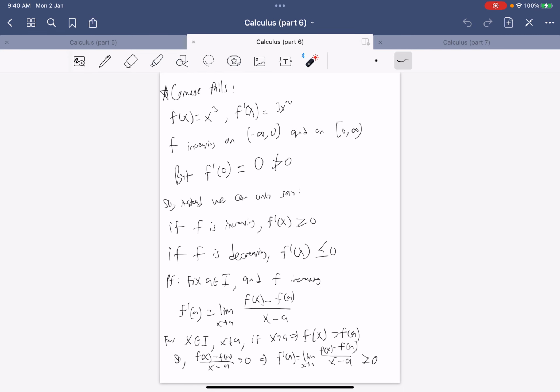However, you can see that the converse fails because f'(0) might equal 0, but the function is still increasing. And so we can only say that if f is increasing, then f'(x) is larger than or equal to 0, and if f is decreasing, f'(x) is less than or equal to 0. And the idea is just to take the limit, and when you take the limit, you need to introduce the equality sign.